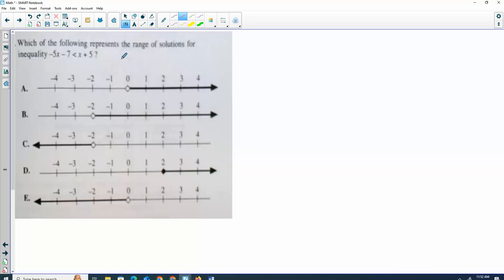I'm going to go to this question, and that'll be where I stop. I'll do the other slide tomorrow. Okay, I apologize, this is a little blurry. -5x minus 7 is less than x plus 5. If you want to solve this, what would you do? Subtract over the x, add over the 7.